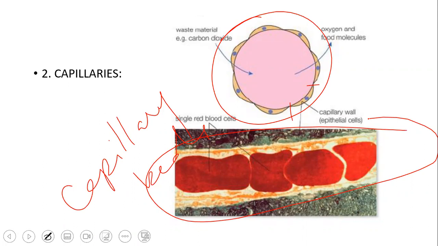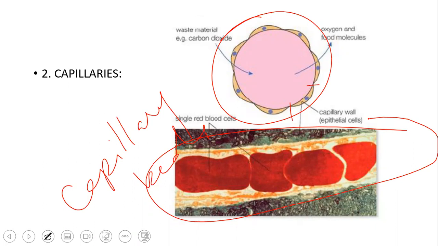Why do we have this particular structure? First of all, the fact that the lumen is so small, and the red blood cells are traveling in one straight line, means that the blood flow will be slow. And as a result, the exchange of nutrients can be as optimum, as efficient, as best as possible.